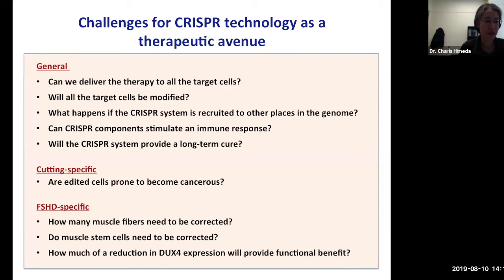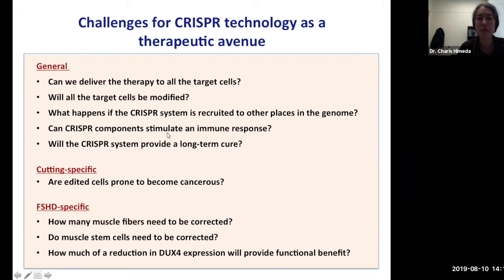So what are some other challenges for CRISPR technology as a therapeutic avenue? There are some general challenges which apply to all diseases. So we talked a little bit about delivery. Even if the therapy is delivered to all the target cells, would all of them be modified? What happens if the CRISPR system is recruited to other places in the genome? This gets at the idea of off-target effects, which are a serious concern.